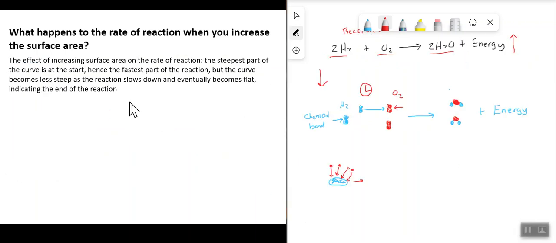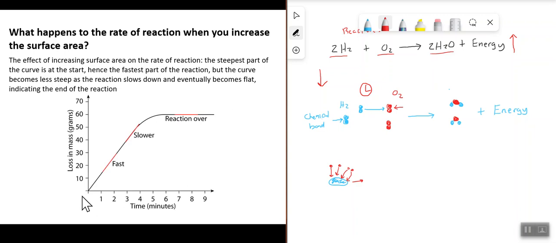So the effect of increasing the surface area on the rate of reaction: the steepest part of the curve is at the start, hence the fastest part of the reaction, but the curve becomes less steep as the reaction slows down and eventually becomes flat, indicating the end of the reaction.